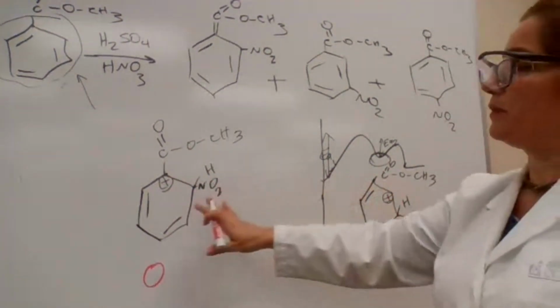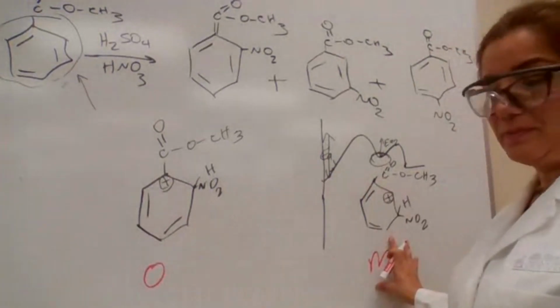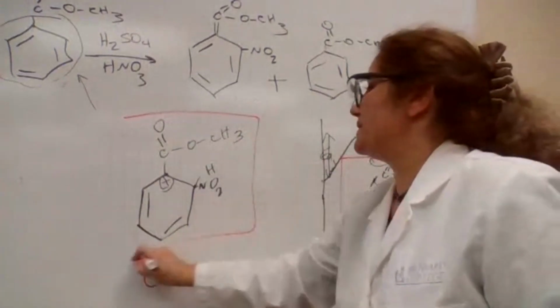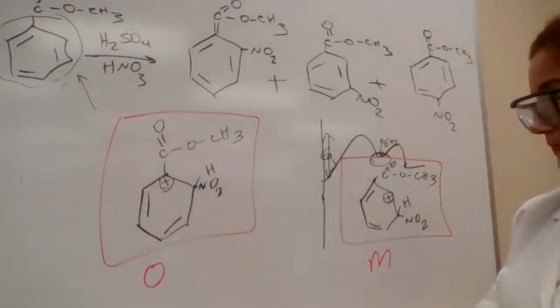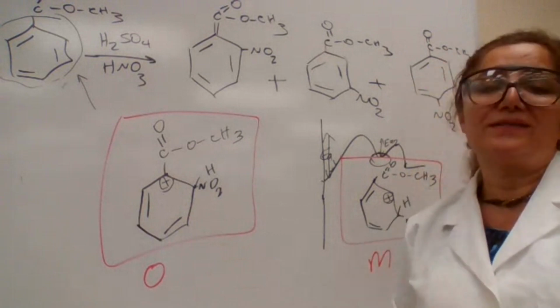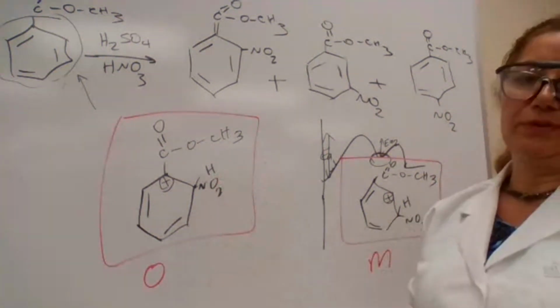Which one is more stable? Can you tell me if O is more stable or M is more stable? Just looking at the two structures that I provide here, which one is more stable? M is more stable. Why is O not stable? What makes O unstable?